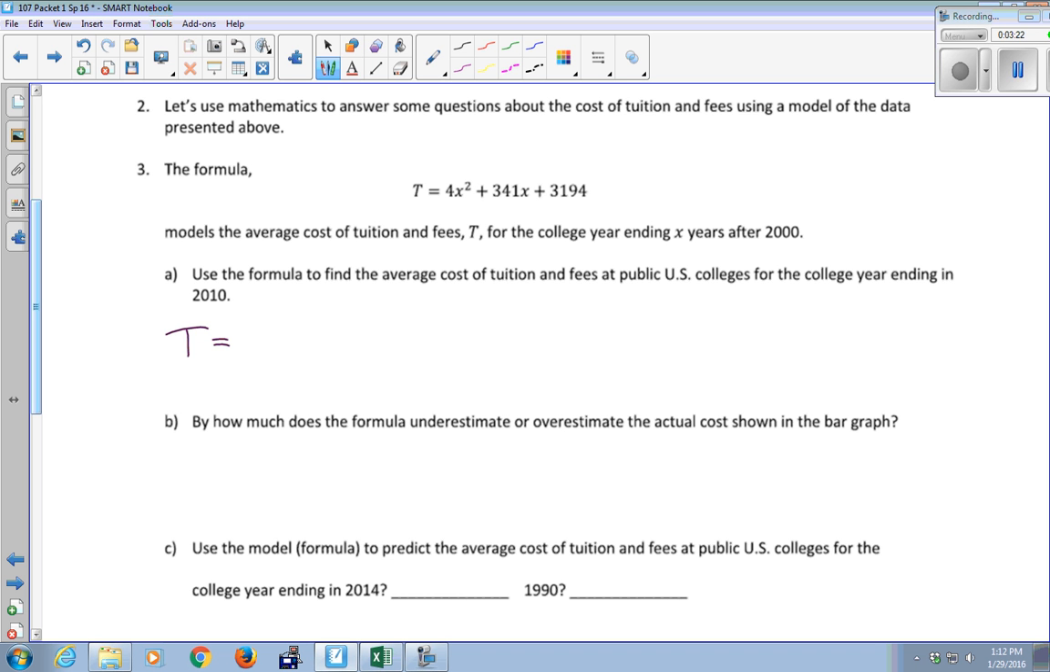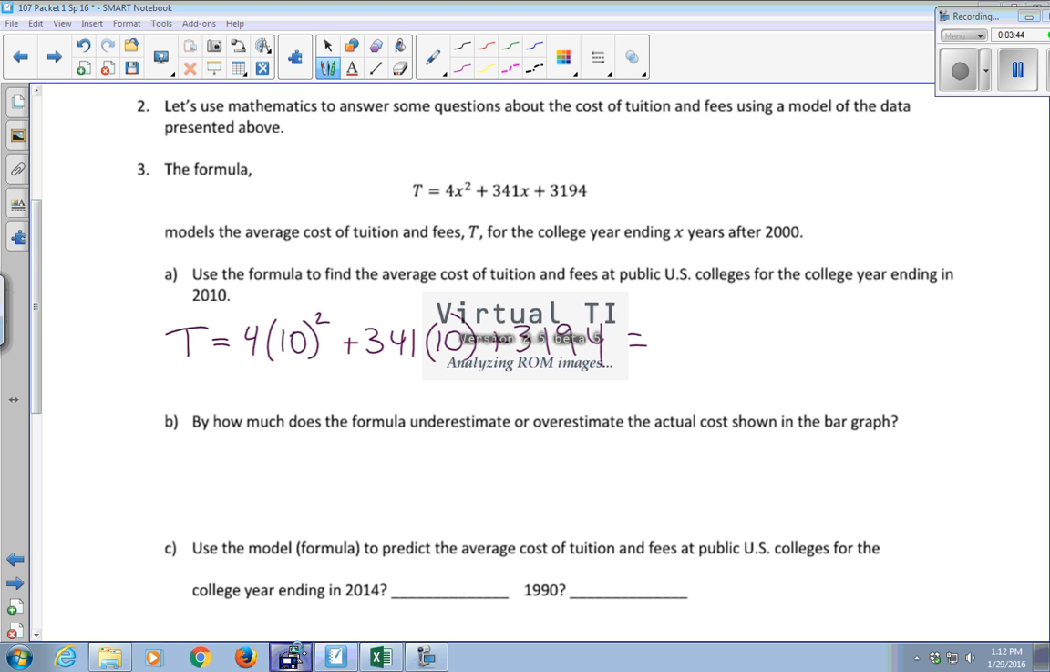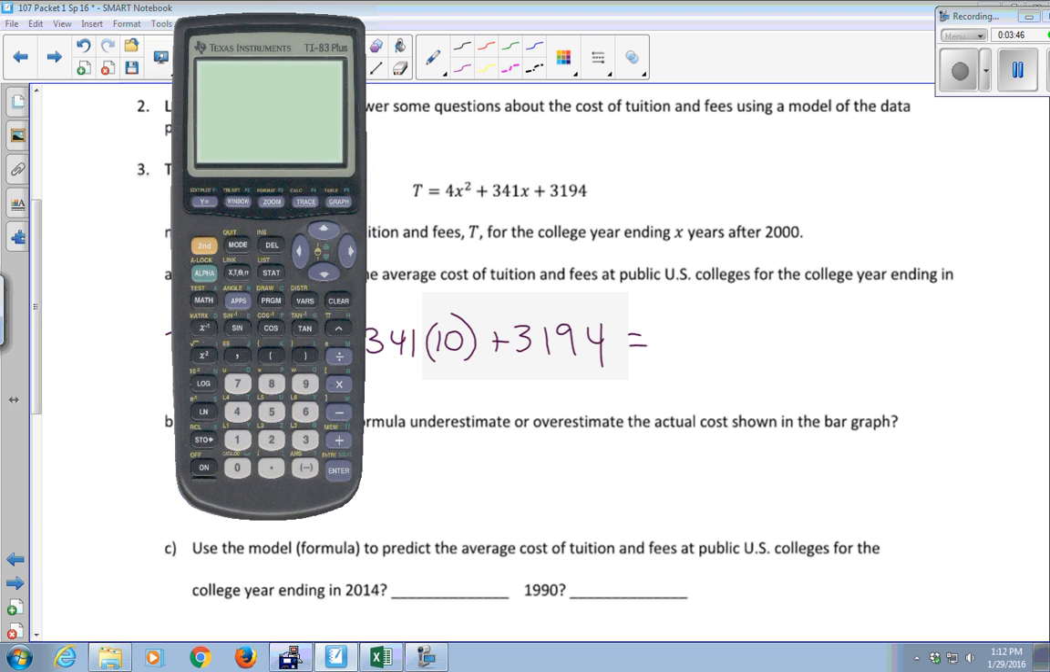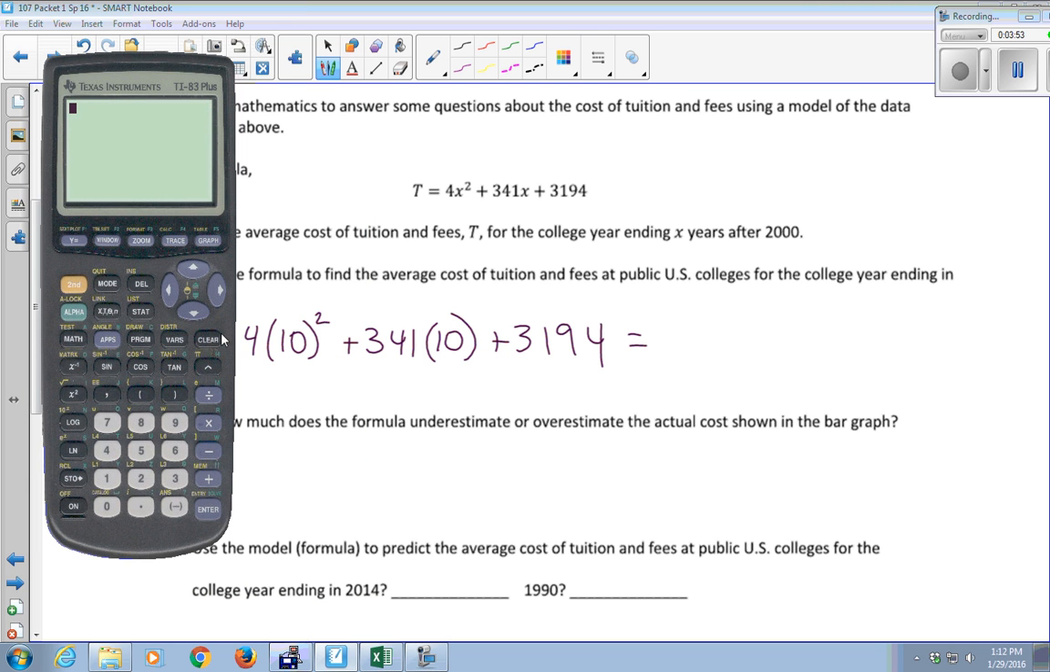Yeah, because the way we defined X, right? X is the number of years after 2000. So 2010 represents 10 years after 2000. So I'm just going to put in, instead of all my X's, I'm going to replace them with 10s. Okay, and I could probably do that in my head, but I'm going to pull up my calculator. So let's see, 4 times 10 squared plus 341 times 10 plus 3,194, and I get $7,004.